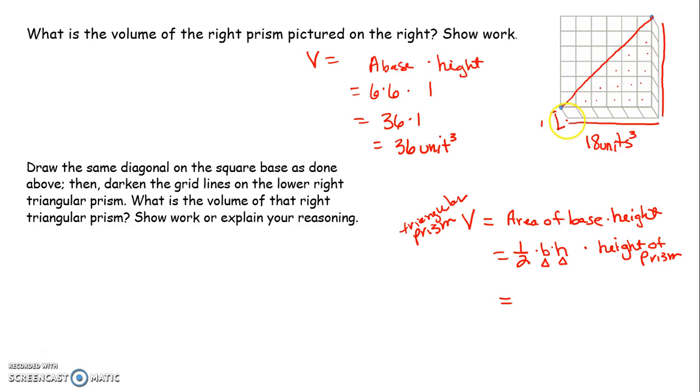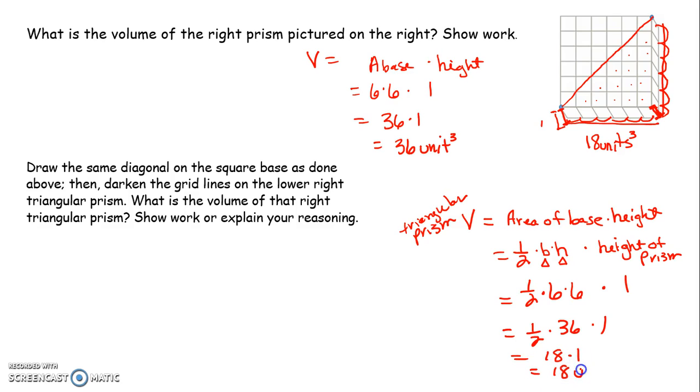So for our triangle, the base is 1, 2, 3, 4, 5, 6. So it's 1/2 times 6. The height of our triangle is 1, 2, 3, 4, 5, 6. And then we have the height of our prism. Well, our prism is only 1 unit tall. So the height of the prism is 1. So 1/2 times 36 times 1. Half of 36 is 18. 18 times 1 high is 18 cubes that will fill up that figure.